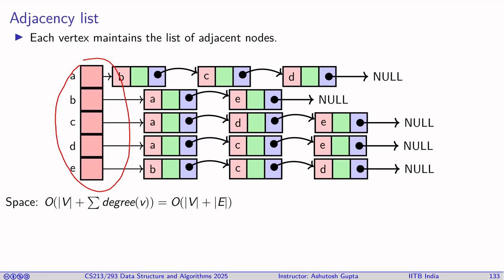So the space complexity of this data structure is that first you need this backbone list of vertices, and then each node appears as many times as its degree, so the total is twice the number of edges in the case of an undirected graph. Therefore, the total storage cost is V plus E.